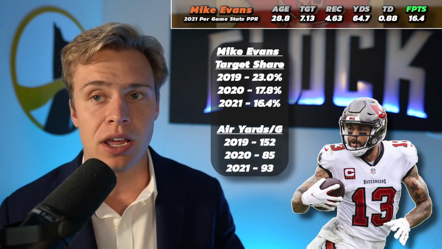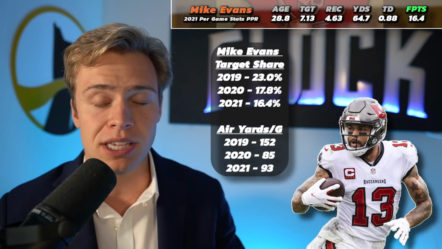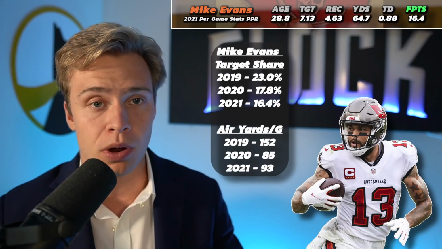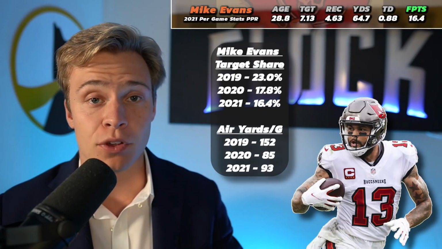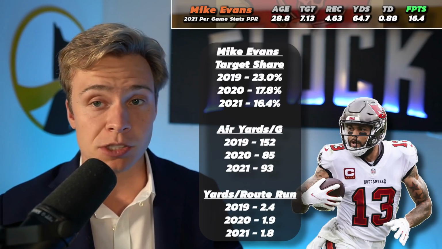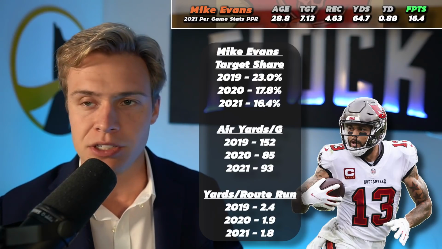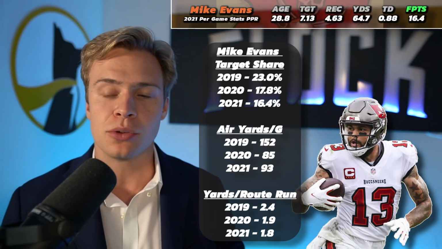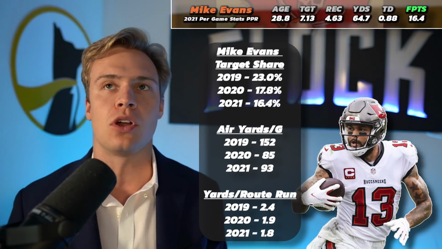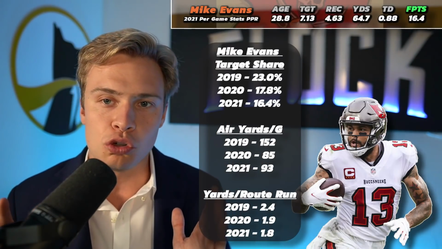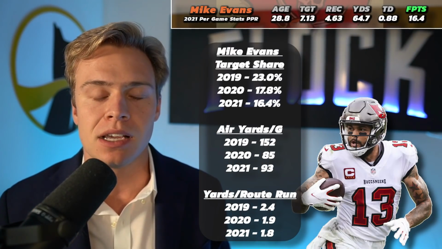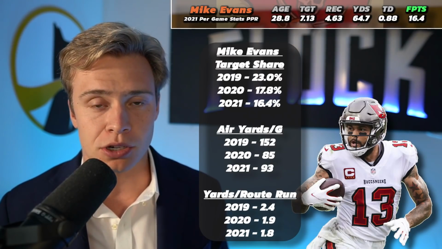You see the same thing if you look at his air yards. His air yards dropped off from 152 per game to 85 and 93 over the past 2 seasons. You see this with his yards per route run. It went from 2.4 in 2019 to 1.9 in 2020 to 1.8 this past year. So there are a lot of alarms going off saying you should be concerned that Mike Evans is slowing down, that he is not the same wide receiver that he was when he was 27. But to say you can't draft him in fantasy because of so doesn't make a lot of sense.